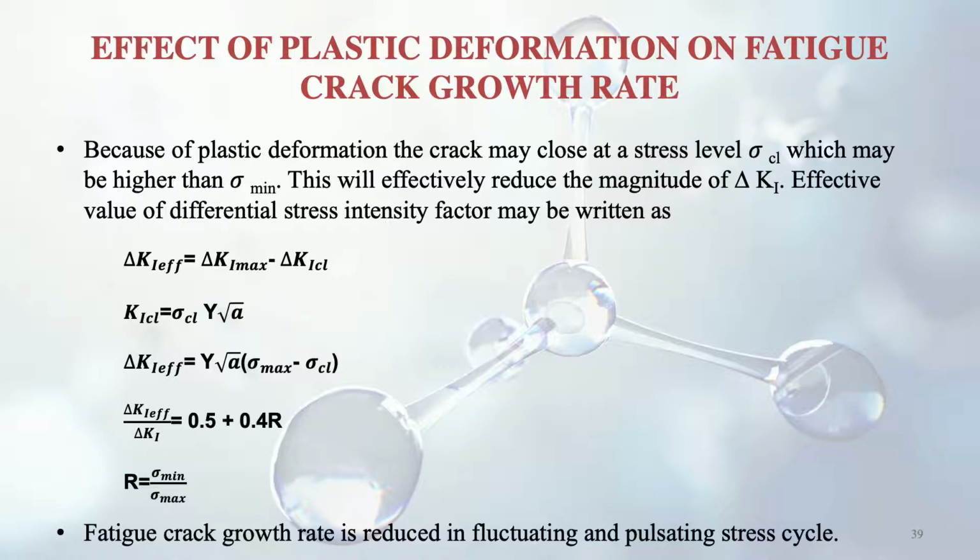So fatigue crack growth rate is reduced in fluctuating and pulsating stress cycles. From this formula we can see this, because the crack closes at a stress level which is higher than our minimum stress. So that's why our effective K changes.